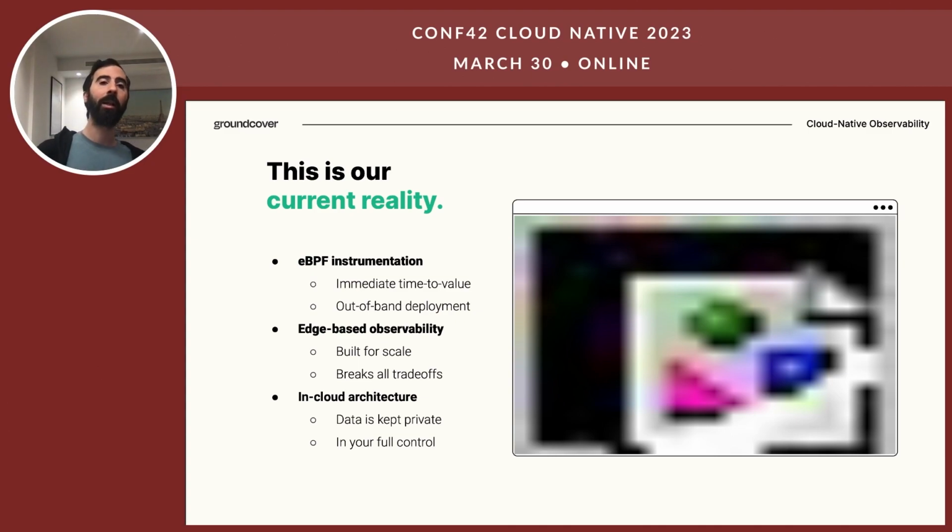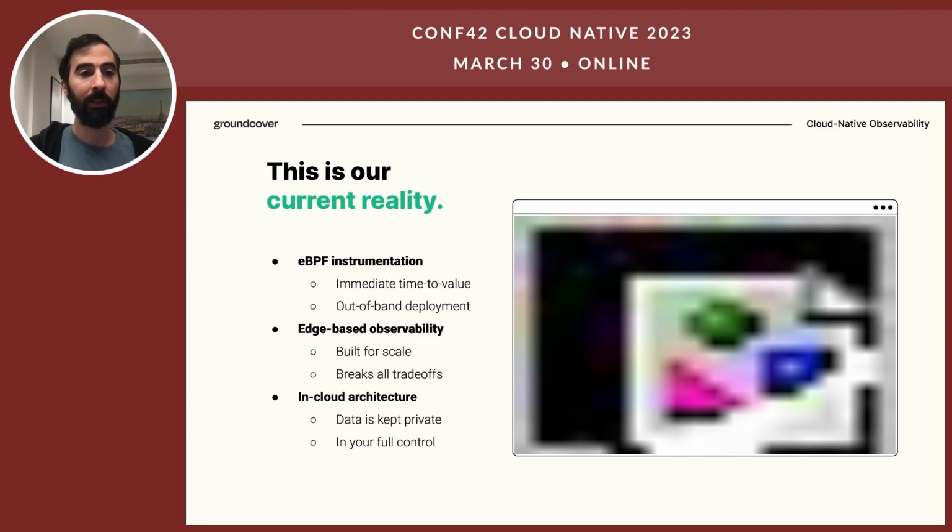Now, this is our current reality. This is not something that we're dreaming of or a vision that is far away. This is the current reality of groundcover and all future cloud native solutions that will emerge in the next few years. We're using eBPF instrumentation that allows us immediate time to value and out of band deployment.